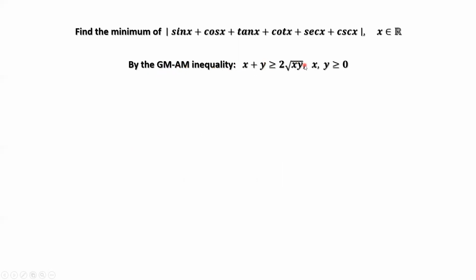This is the inequality. If x and y are bigger than or equal to 0, x plus y is bigger than or equal to 2 times square root of x times y. Originally 2 is here. X plus y over 2, that's the arithmetic mean. Square root of x times y is the geometric mean.